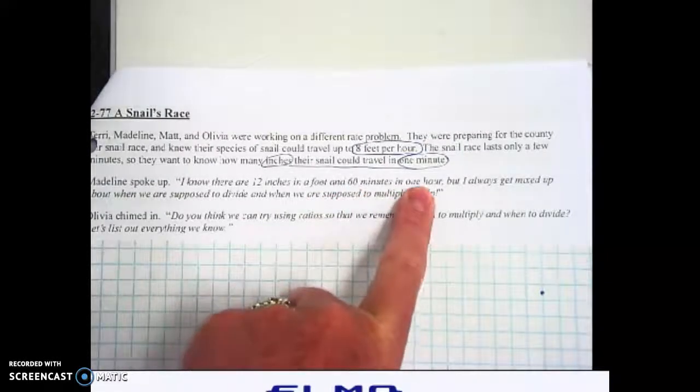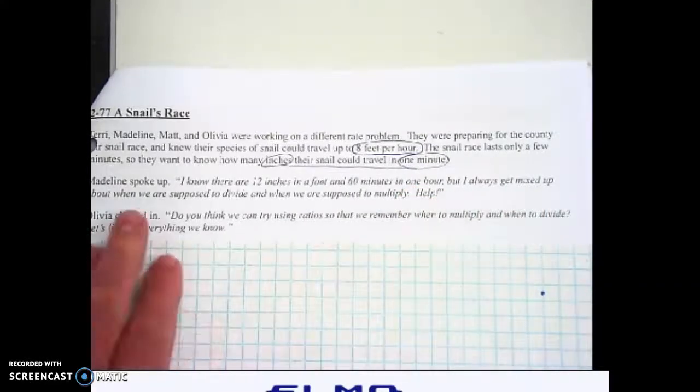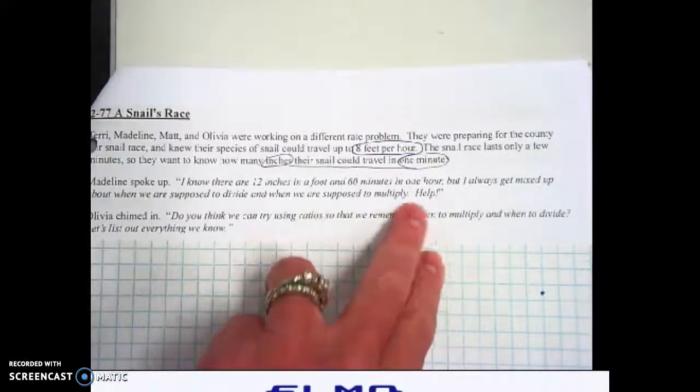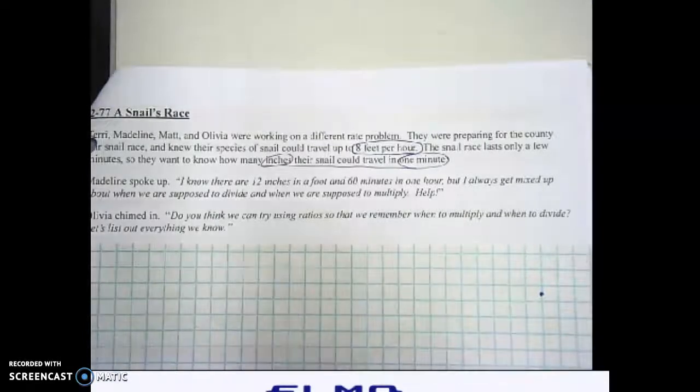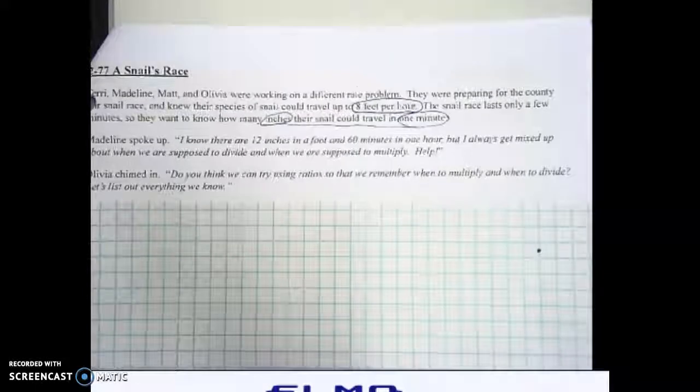And 60 minutes in 1 hour. But I always get mixed up about when we are supposed to divide and when we are supposed to multiply. Help. Olivia chimes in. She says, do you think we can try using ratios so that we remember when to multiply and when to divide?